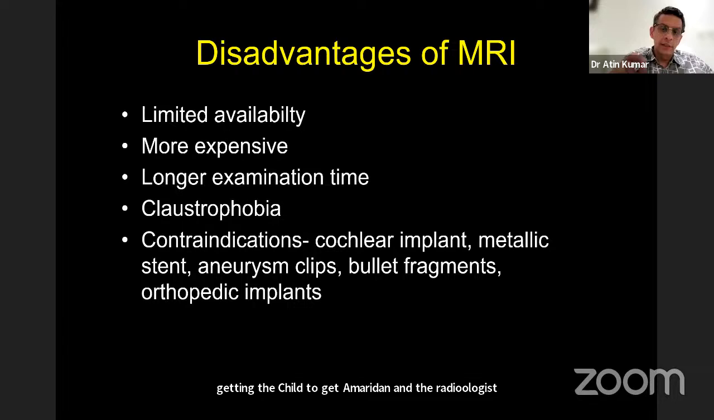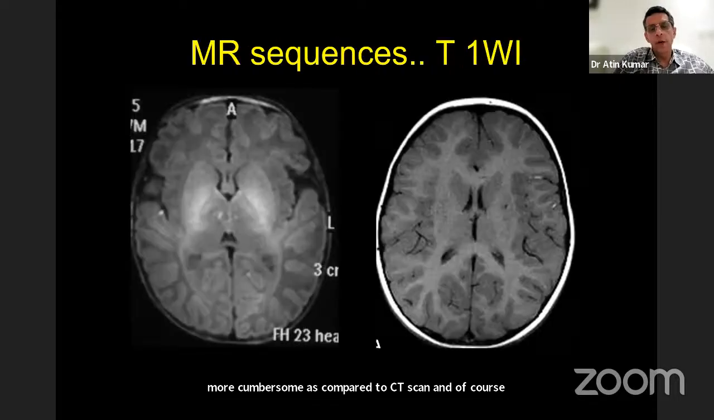Of course, there are disadvantages: the child has to go in the tunnel in the MRI. If you have to put the monitoring units, they are more cumbersome as compared to CT scan. And of course, not so much for neonates, but for older children and adults, there is an issue of claustrophobia also.